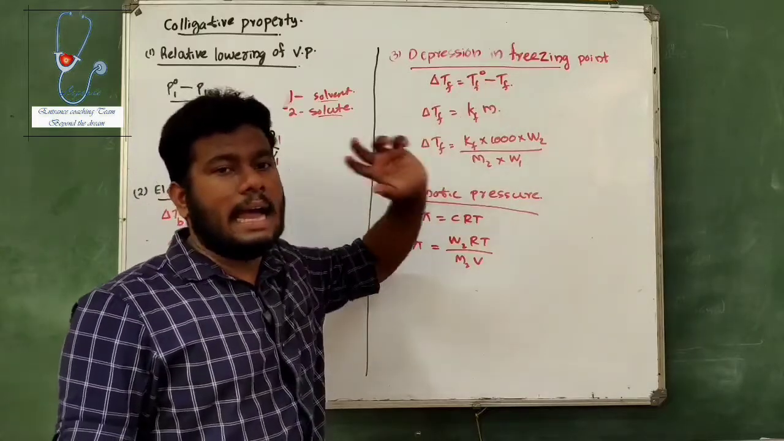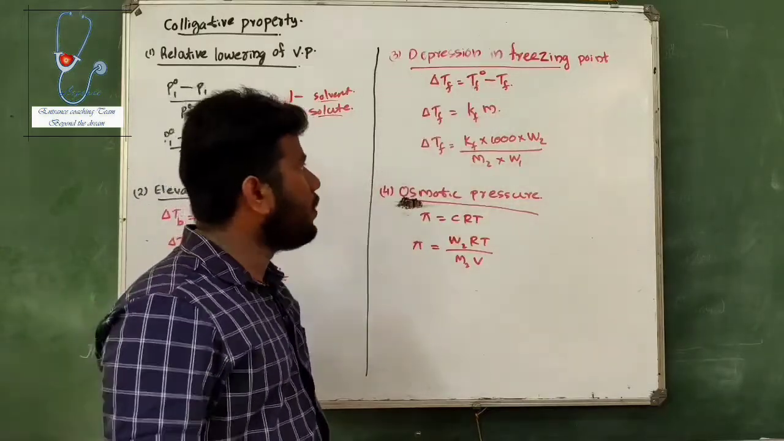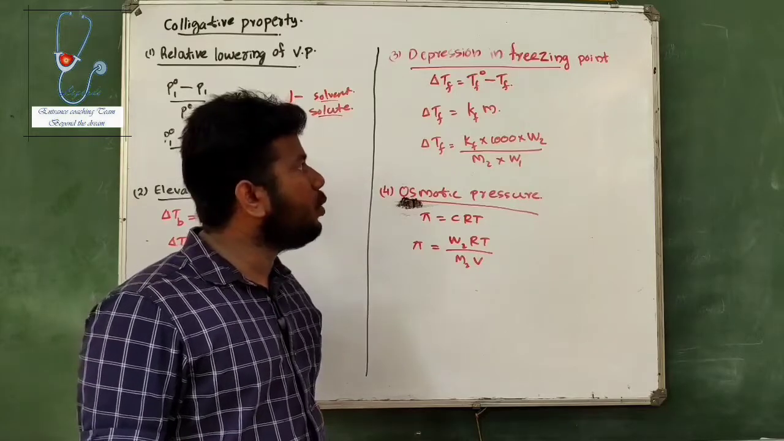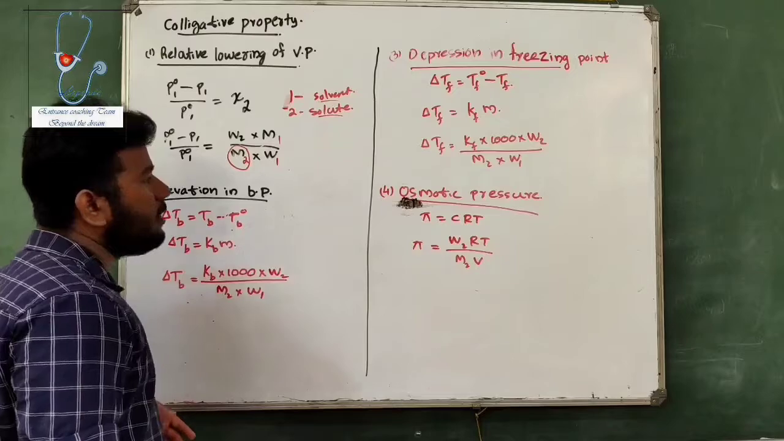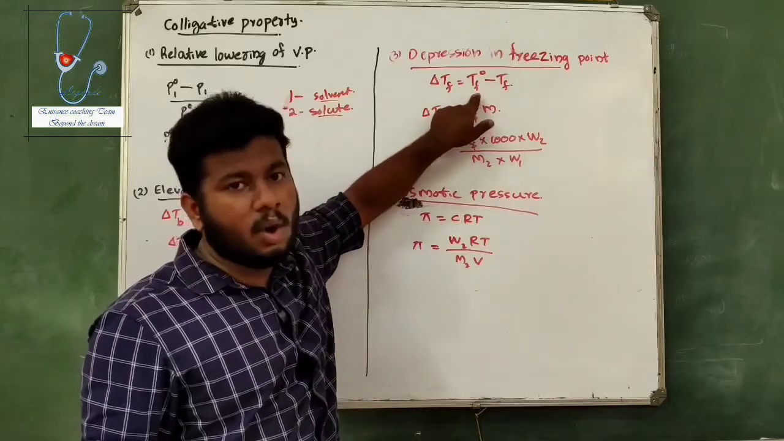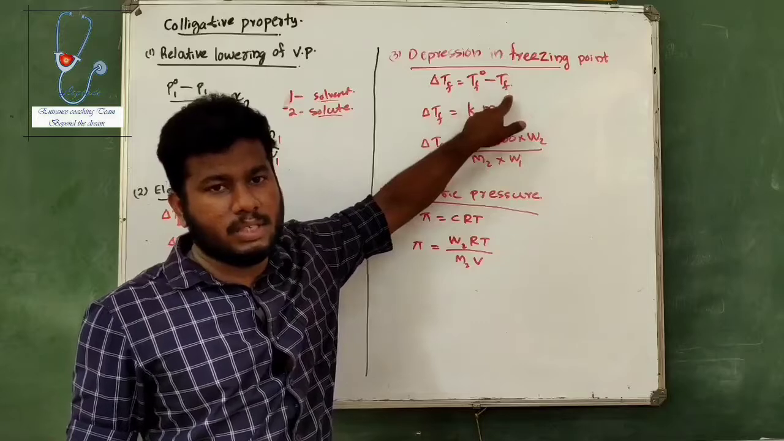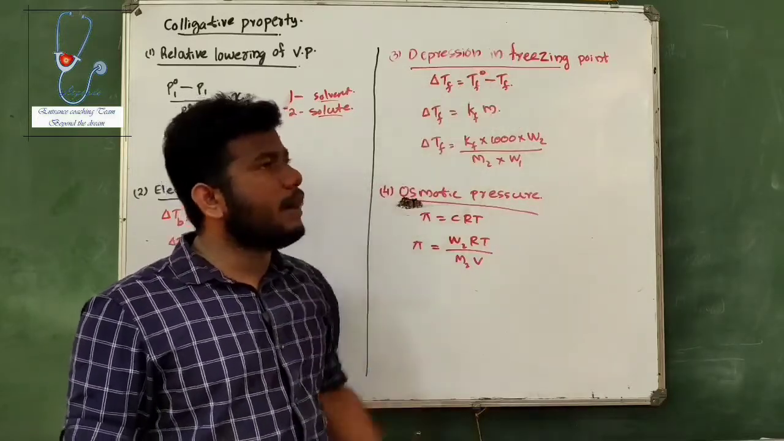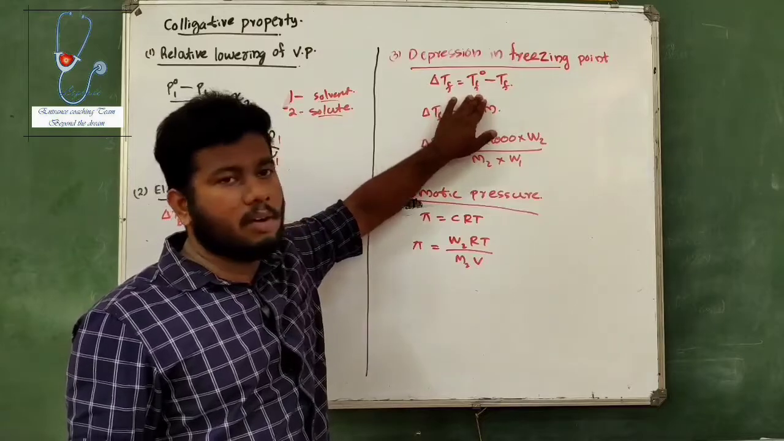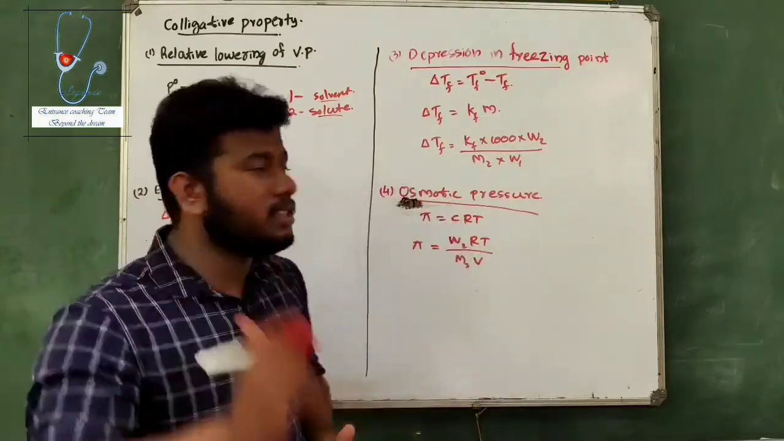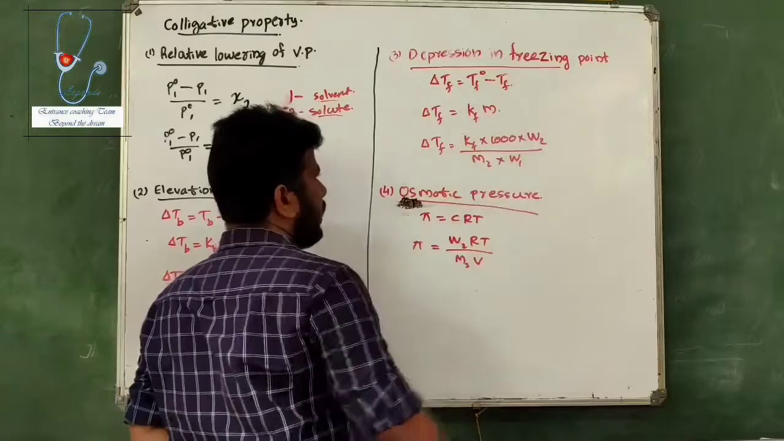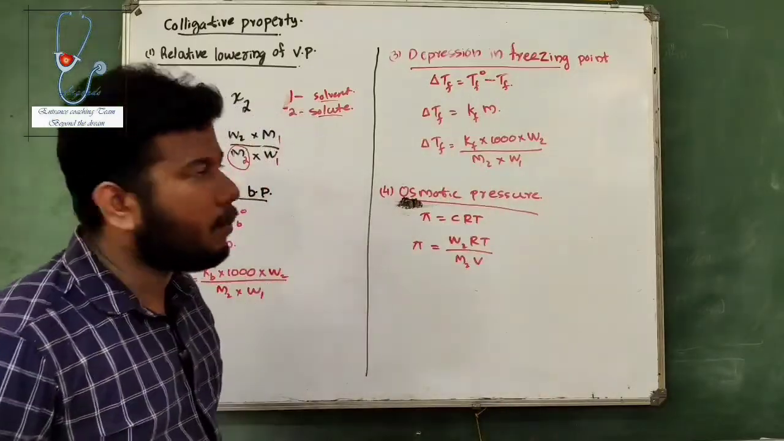From this we can get that the freezing point of pure solvent is greater than that of solution. Hence delta TF is equal to TF0 minus TF.